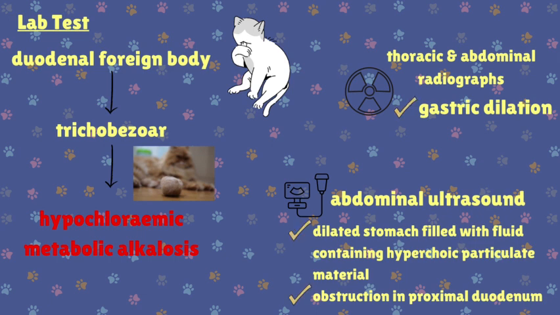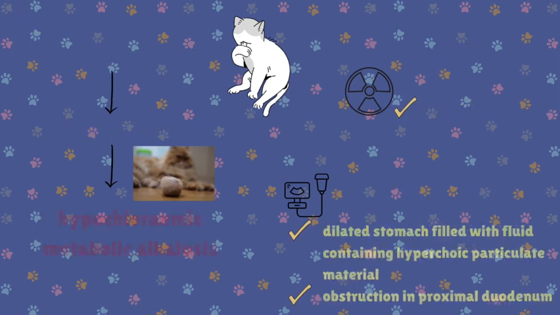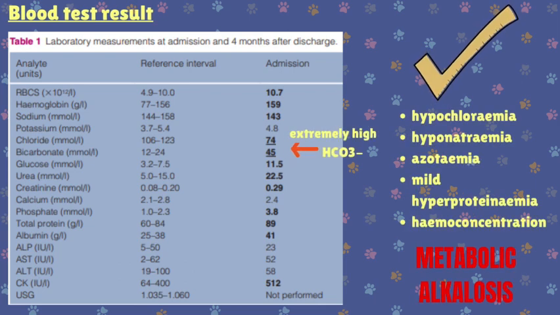The diagnosis was confirmed through thoracic and abdominal radiographs which demonstrated gastric dilation. Abdominal ultrasound revealed a dilated stomach filled with fluid containing hyperechoic particulate material and an obstruction in the proximal duodenum. A blood test revealed severe hypochloremia, hyponatremia, azotemia, mild hyperproteinemia, hemoconcentration, and the most important one that we are focusing on in this video, the increased amount of bicarbonate ion which indicates metabolic alkalosis.